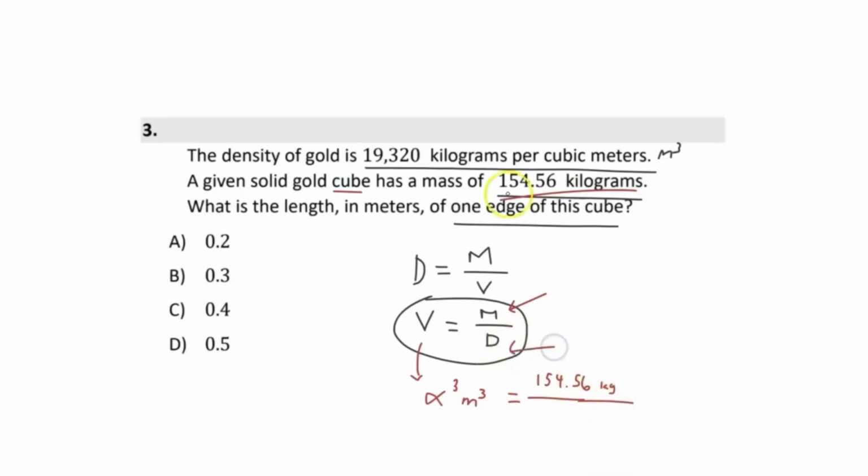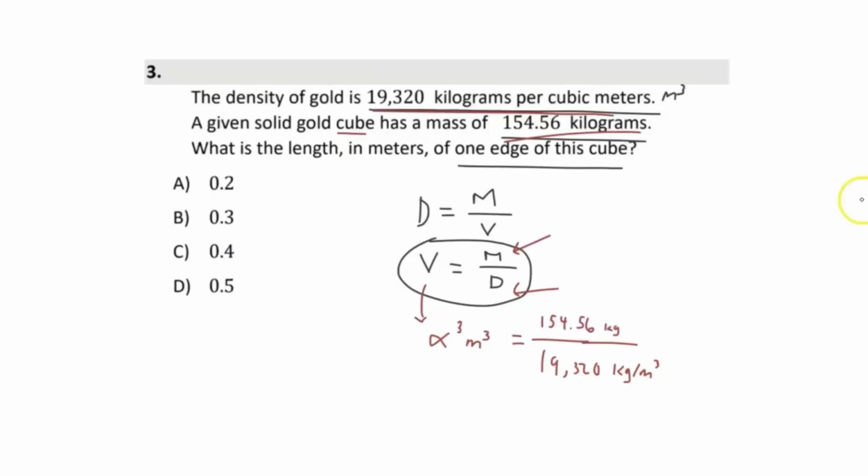Now, what is under it? That is our density. And guess what? Our density is nicely given right here as well. That is 19,320 kilograms. Oops. Kilograms is very hard to write with a mouse. You'd think I'd be pretty good at it by now. All right. Per cubic meters. Cool. So, what can we do here?